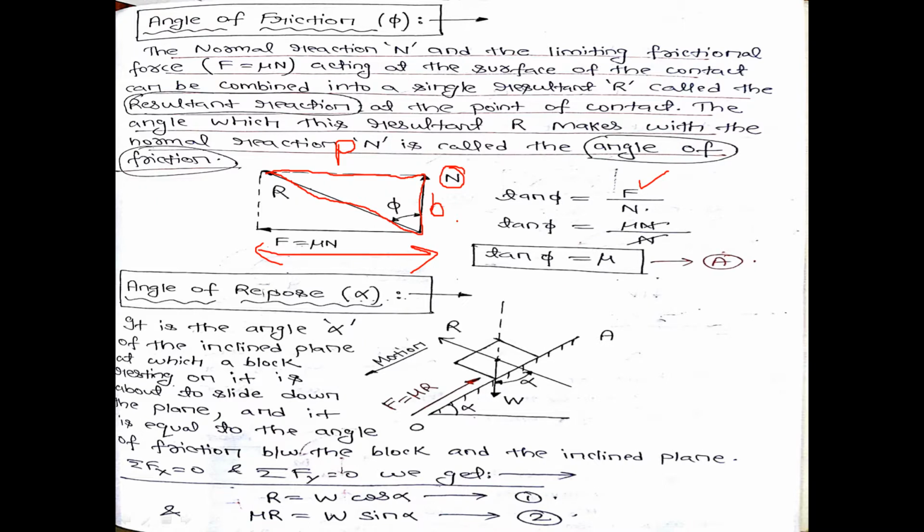From the law of friction, I know that frictional force F is nothing but mu times N. So I can write tan phi is equal to mu times N divided by N. N cancels out. Finally, the expression becomes tan phi is equal to mu. Or mathematically, I can define that angle of friction phi is the tan inverse of the coefficient of friction mu. Two definitions are there: one is the physical definition and the second is the mathematical definition, which is equation number A. Any doubt in equation number A?